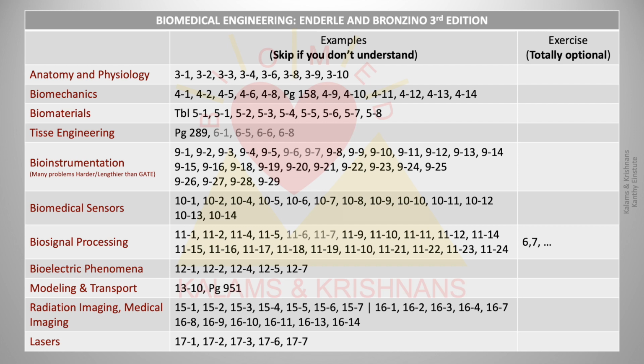Similarly, in the 4th chapter on biomechanics, examples 4.1, 4.2, 4.5, 4.6, till 4.14 are useful for GATE. Listing the examples in the first-step books in this way, I thought would be very, very useful for self-study. And I have not just listed the examples that are useful from this particular book, but I have also listed examples from pretty much all the suggested references.